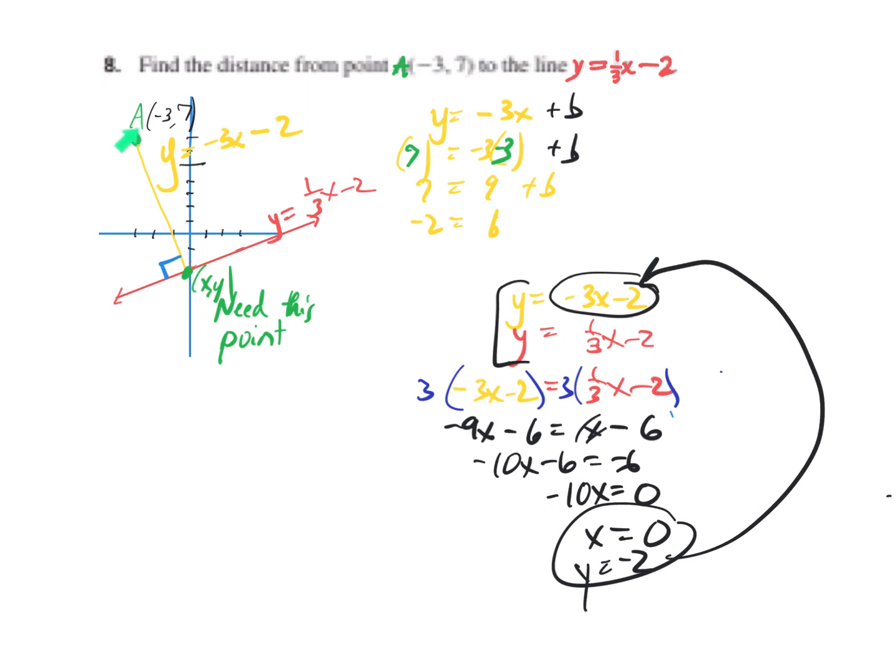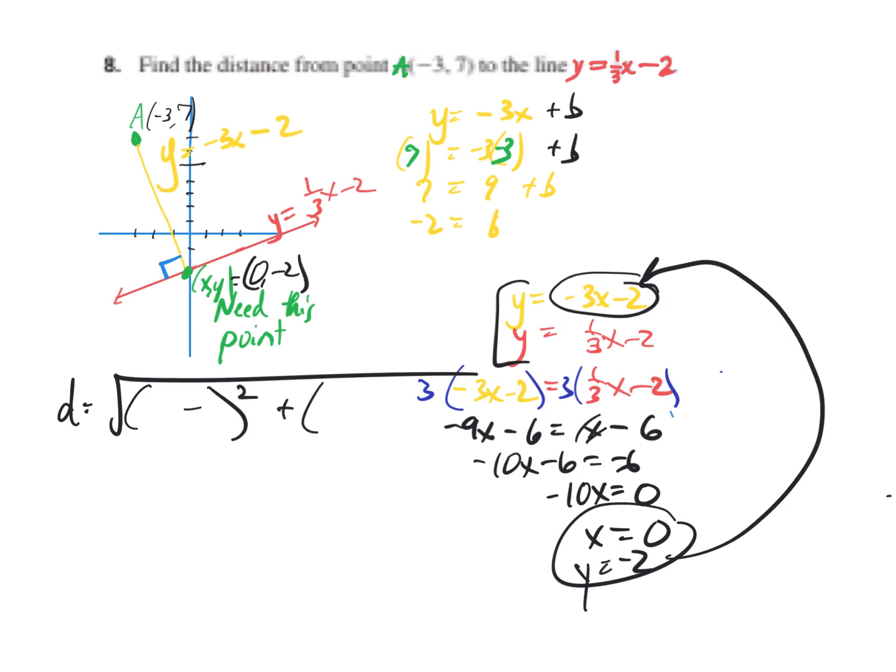Alright, so the distance from A to the line is the distance from negative 3, 7 to the point 0, negative 2. And for that, we just use the distance formula. Subtract the x's and square them, subtract the y's and square them, and then add those and take the square root.